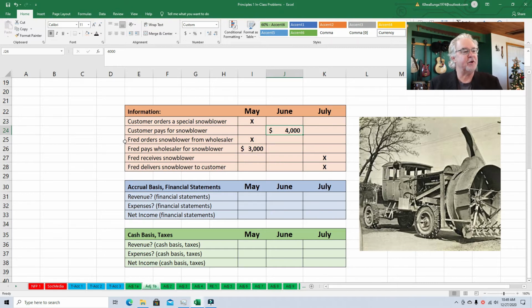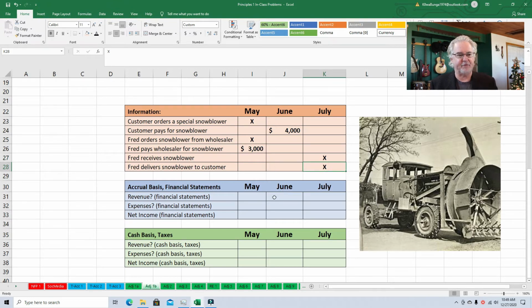So Fred orders the snowblower from the wholesaler. Well, in May, the customer comes in and wants a snowblower, and Fred orders it from a wholesaler. And Fred pays the wholesaler right up front for this. $3,000 right up front. So that's when the cash goes out. Now, Fred receives the snowblower in July, so it takes a couple of months for the snowblower to arrive, and Fred delivers the snowblower to the customer in July.